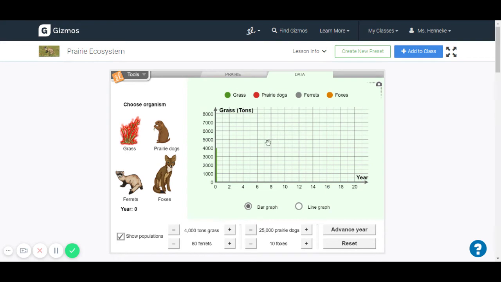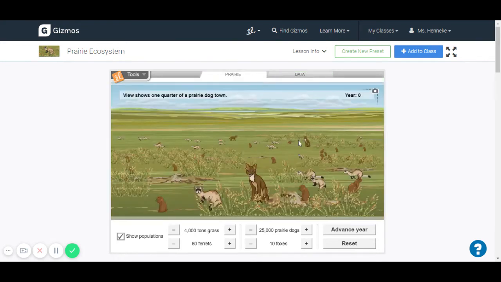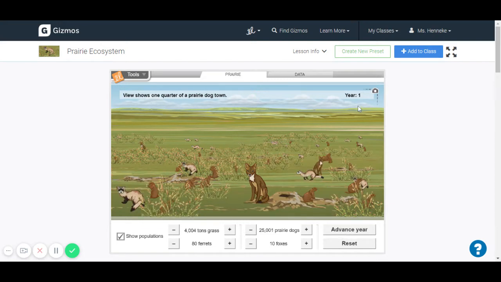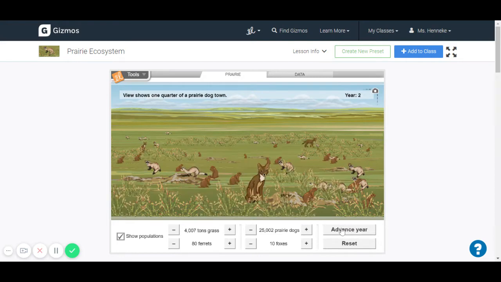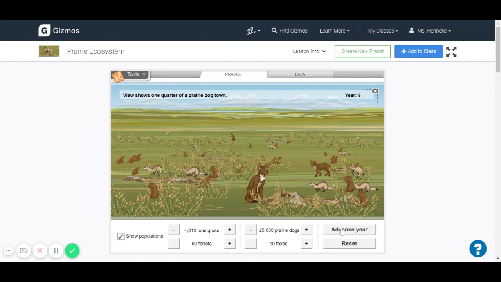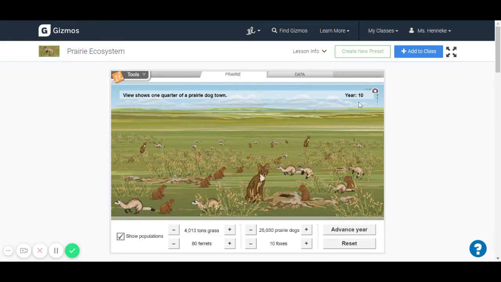What we're going to start by doing is using this button down here that says Advance Year. So if I click it once, it tells me that 1 year has gone by. I'm going to click it so that 10 years go by. Now I see that 10 years went by. You can tell that our populations kind of changed over time.